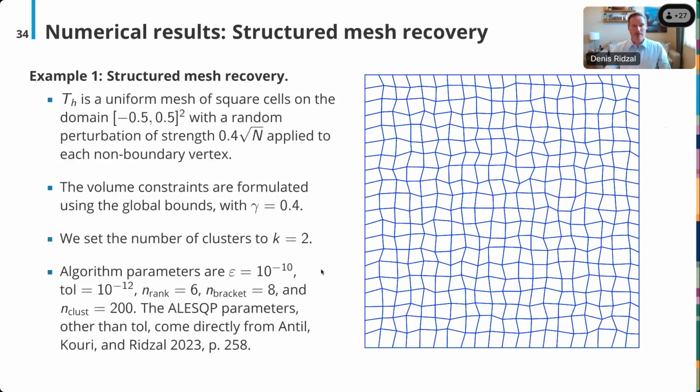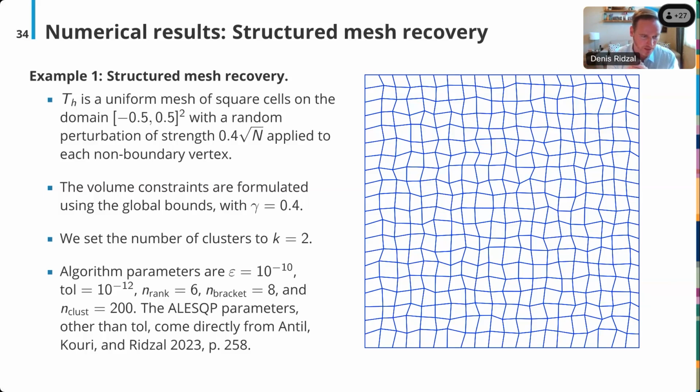Okay, so now to some numerical results. The first example is just the recovery of a structured mesh. And so what we do here is just start with a uniform mesh, which we perturb, and we just perturb the interior vertices by a fairly large amount here. And then we try to basically recover the original mesh because we know that that would be the ultimate optimal answer in this case.